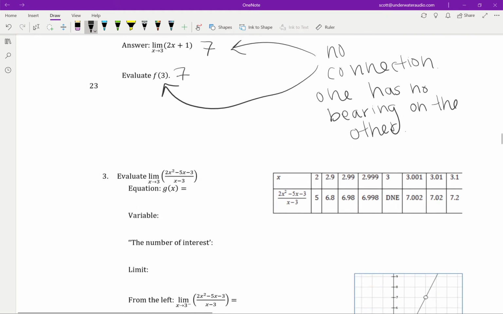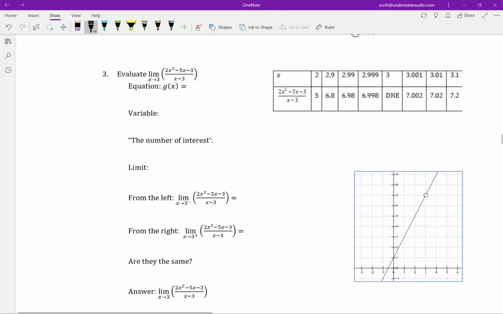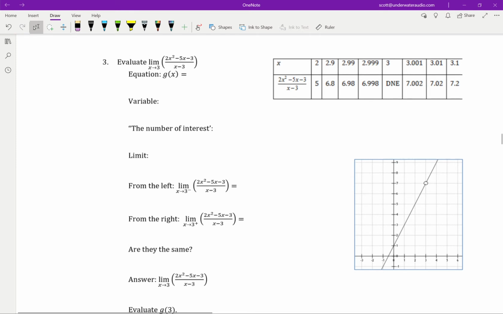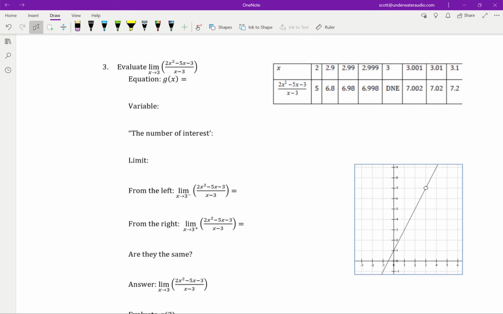Okay, let's try another problem. This time I want to evaluate the limit as x goes to 3 of 2x squared minus 5x minus 3 over x minus 3. So the equation that we're talking about is 2x squared minus 5x minus 3 all over x minus 3. The variable that we're looking at is x. The number of interest is 3 again.